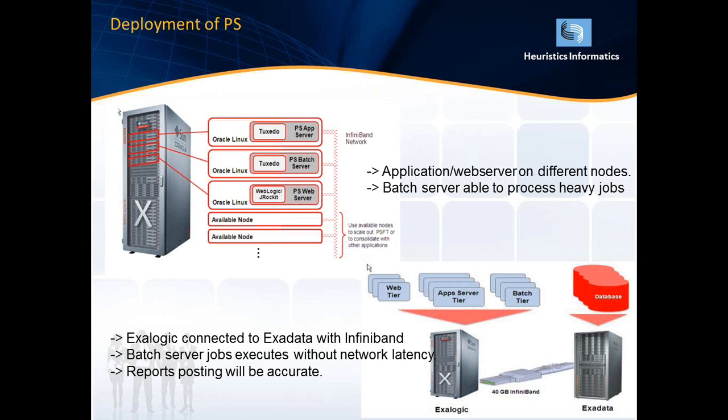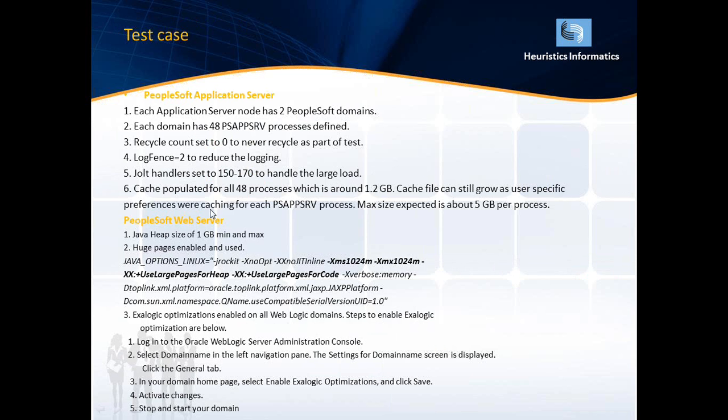And this is the test case. We can specify two PeopleSoft domains for each and every compute node, and 48 app server processes for each and every app domain. We can set the recycle count to 0, the log frames to 2, and the jolt handle setting in the PS app server configuration file from 150 to 170, and we can specify the cache populate for all 48 processors, which is around 1.2 GB of cache. So this is how I can specify the parameters for the PeopleSoft application server for Exalogic.